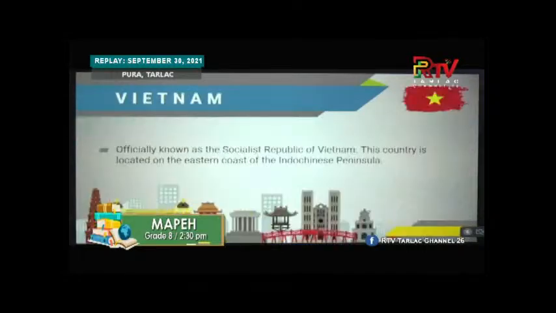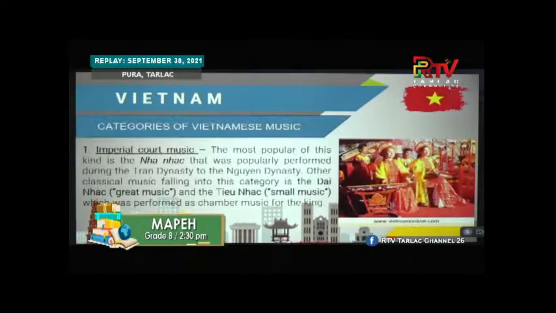Now, after Laos, let's fly to Vietnam. This country is officially known as the Socialist Republic of Vietnam. This country is located on the eastern coast of the Indochinese Peninsula. These are the categories of Vietnamese music. Number 1. Imperial court music.